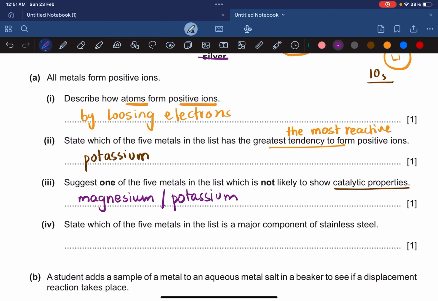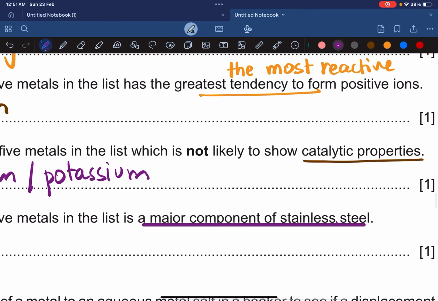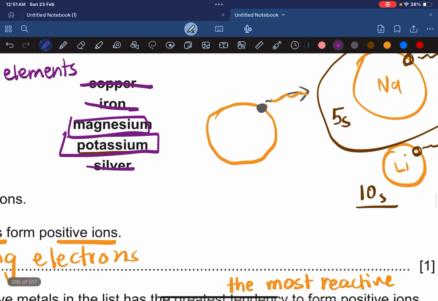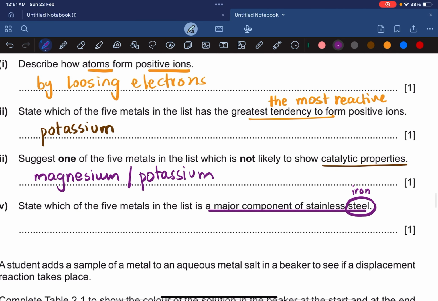Okay? Let's move on. State which of the 5 metals in the list is a major component of stainless steel. Stainless steel. Does this get you onto something? It's going to be iron. Steel is made up of iron. Okay? And we have iron in the list as well. So obviously it's going to be iron.